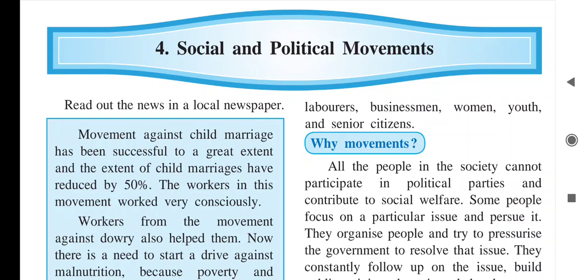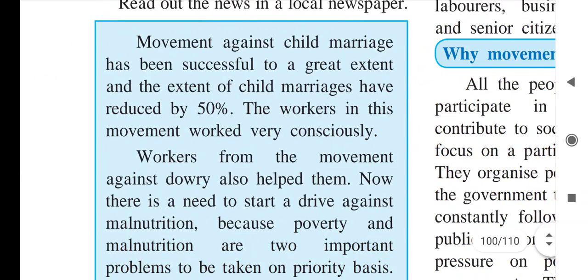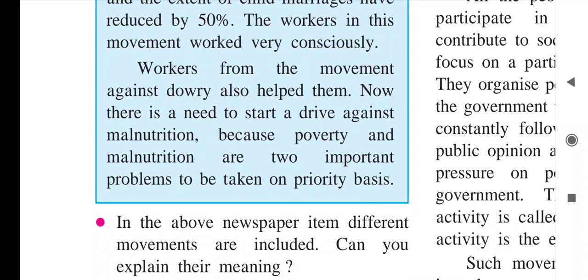Read out the news in the local newspaper. What is this? See, the movement against child marriage has been successful to a great extent, and the extent of child marriage has reduced by 50%. The workers in this movement work very consciously. Workers from the movement against dowry also help them. Now, there is a need to start a drive against malnutrition because poverty and malnutrition are the two important problems to be taken on a priority basis.